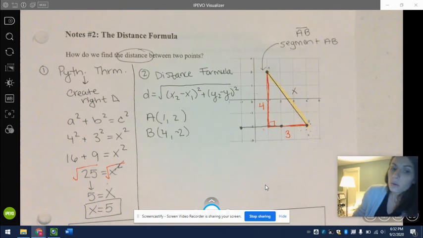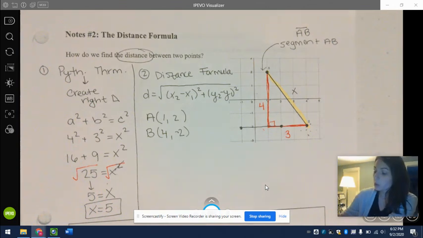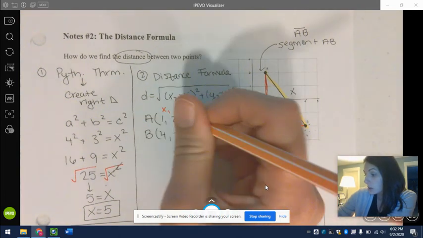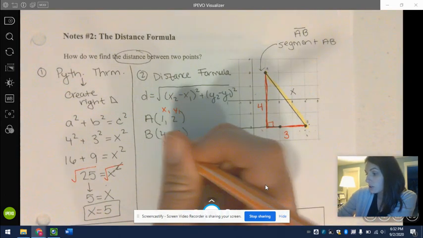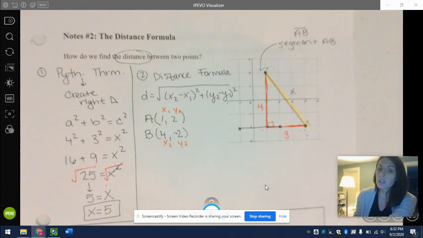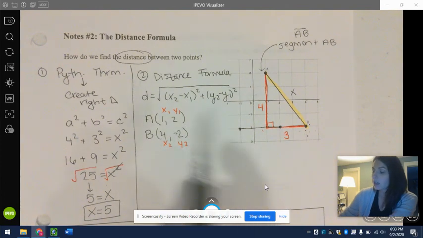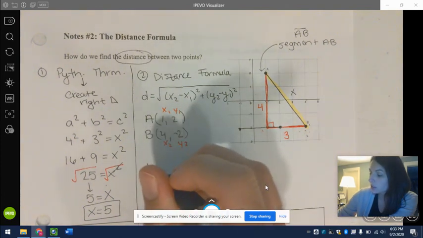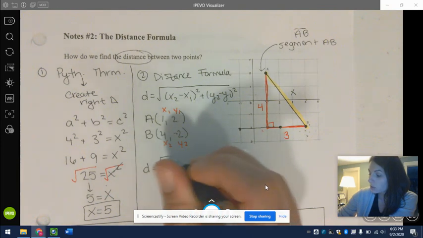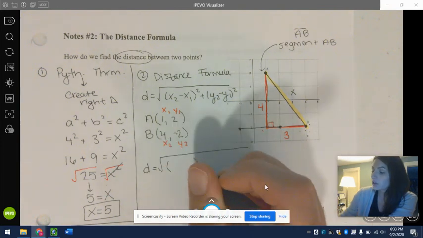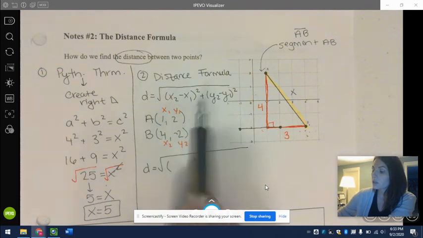And so what you may remember when we do slope in Algebra 1, we label our points x1, y1, and x2, y2. So same idea here when we look at our distance formula. We have point A, an x and a y value, and point B, an x and a y value. And we're just substituting in to the distance formula those values.